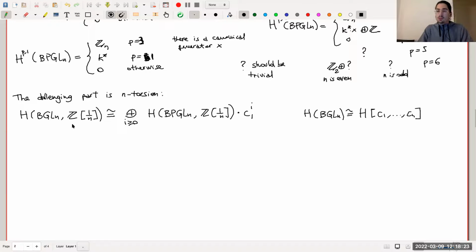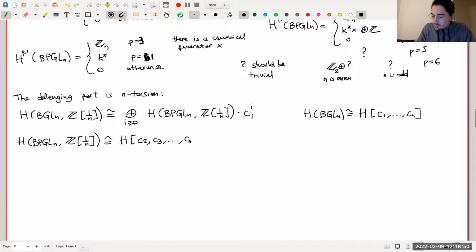So from this decomposition, which is given by the spectral sequence, we get that the cohomology of BPGLN with these coefficients is just a polynomial ring over the cohomology of the point in C2, C3, Cn. So if we kill the n-torsion part, then nothing interesting happens.